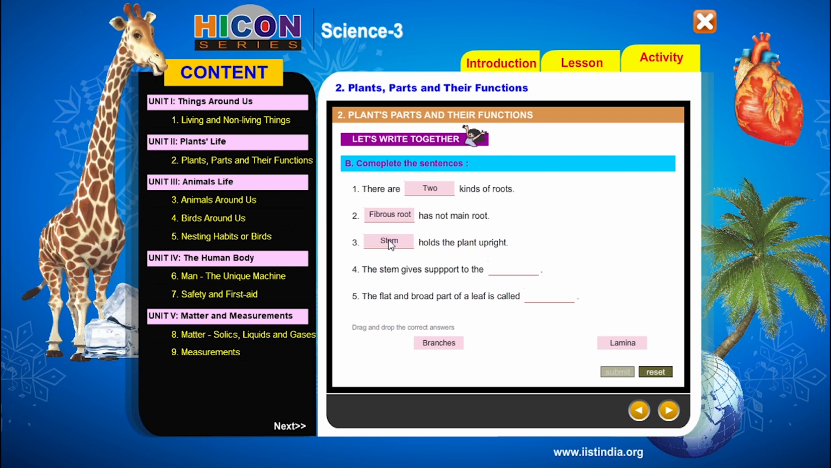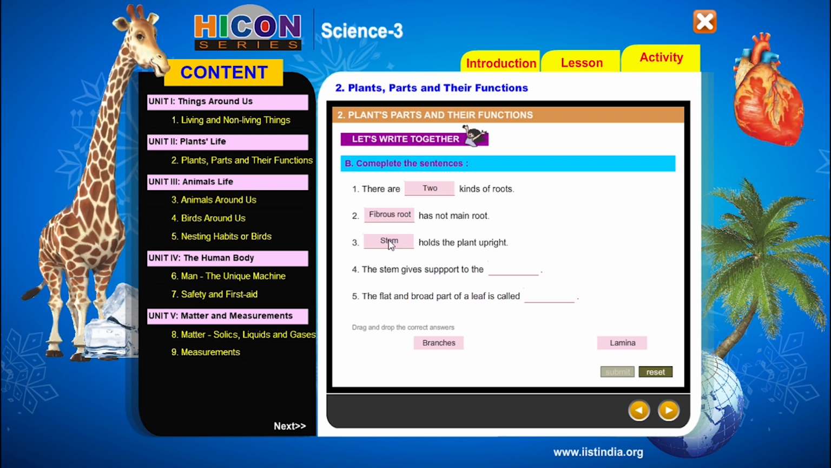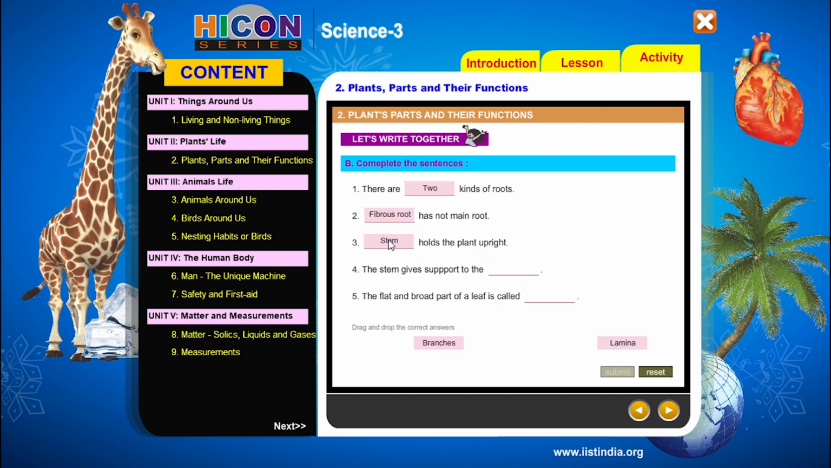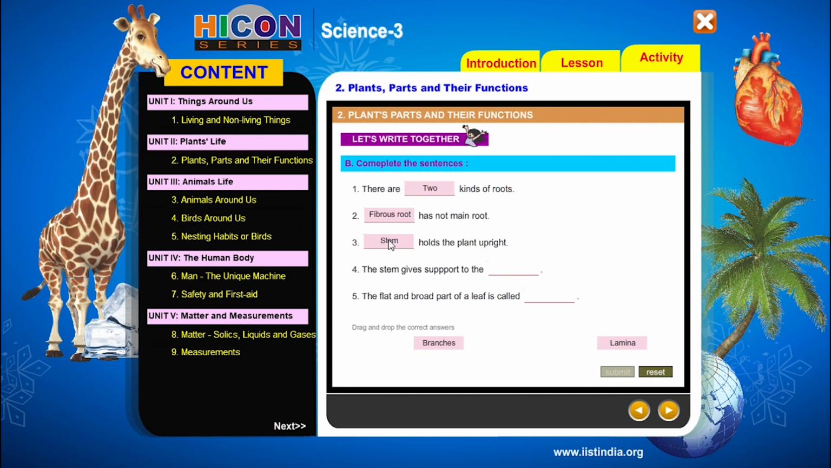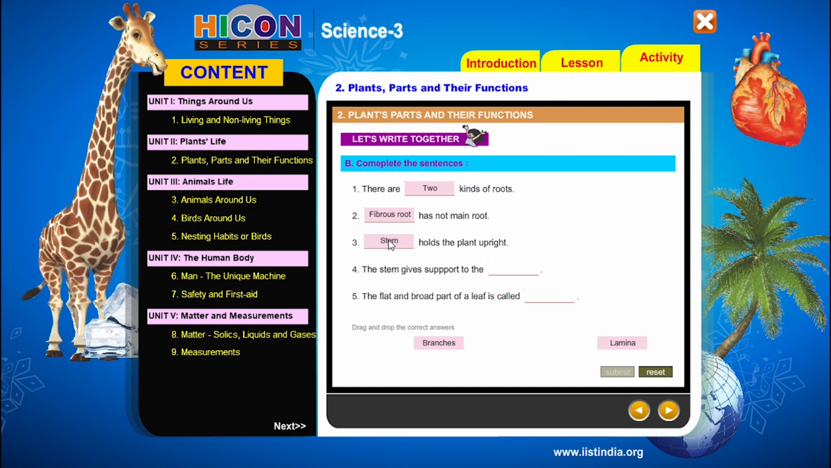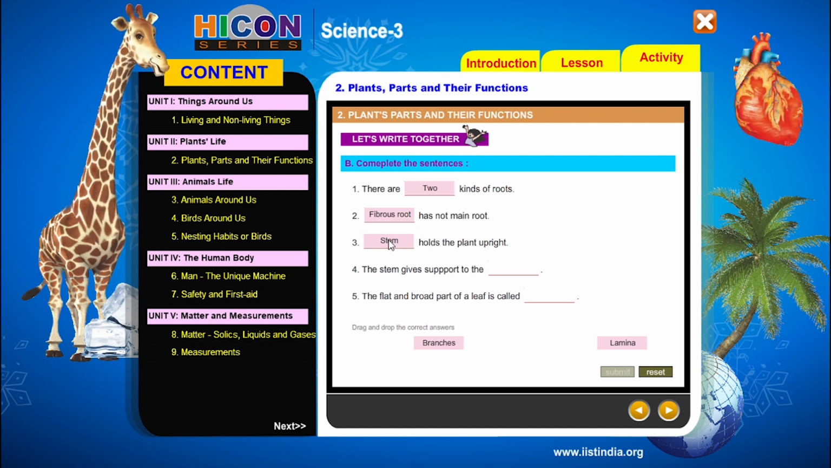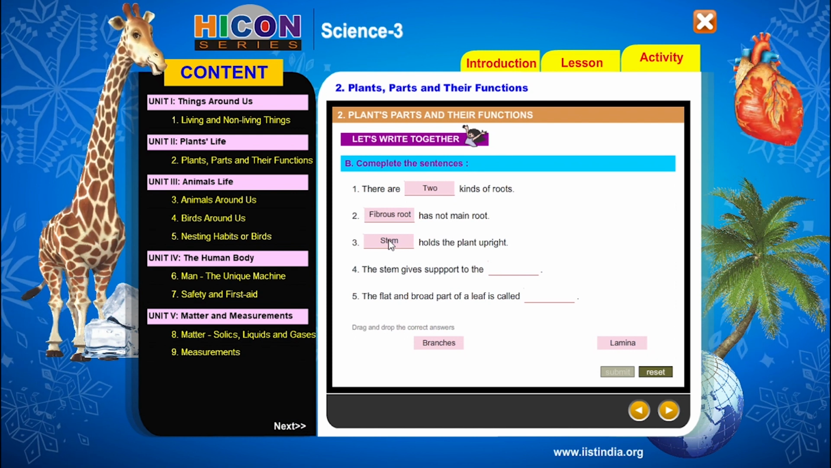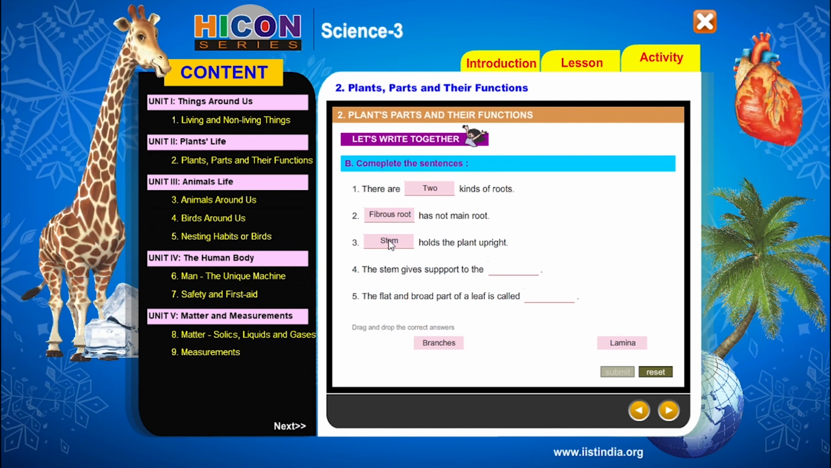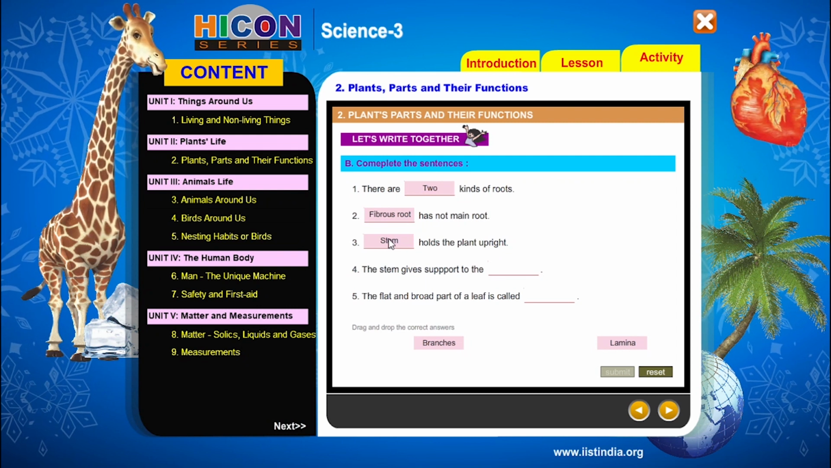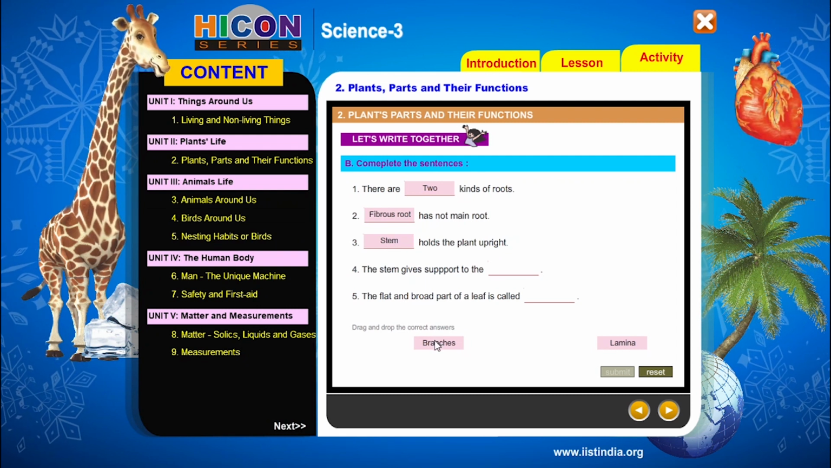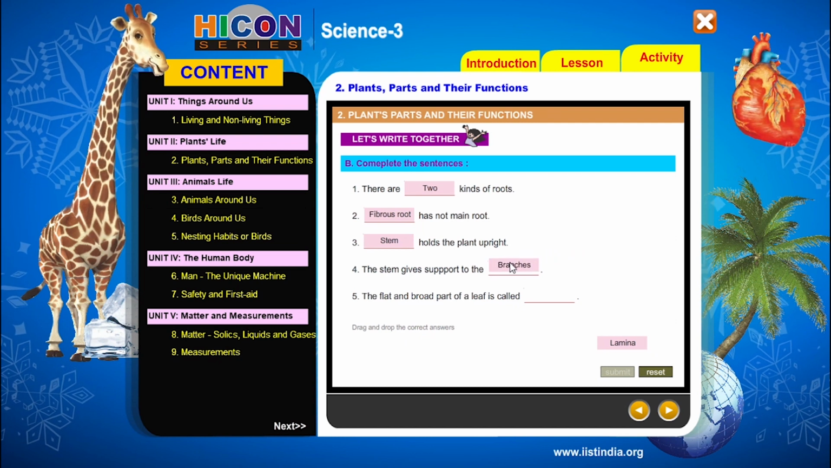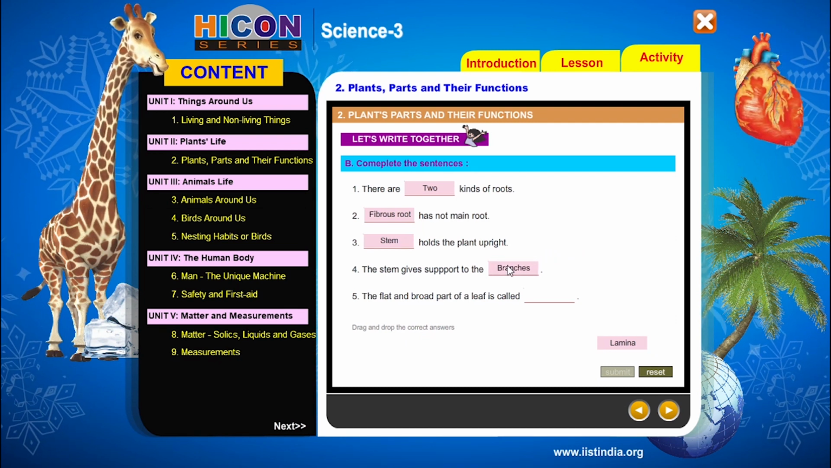So children, read the fourth sentence. The stem gives support to the dash. So children, most of the trees have a large number of branches. So if there are more branches, then the plant may bend because of the heavy weight of those branches. But the stem gives support to the branches. So the correct answer for the fourth sentence is branches. So the fourth sentence becomes the stem gives support to the branches.